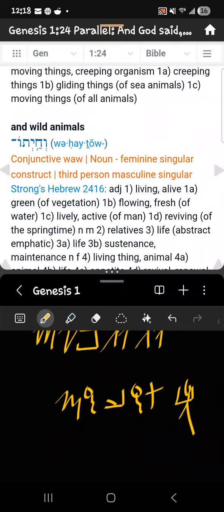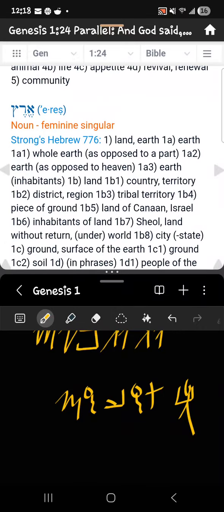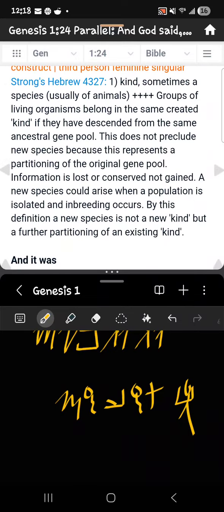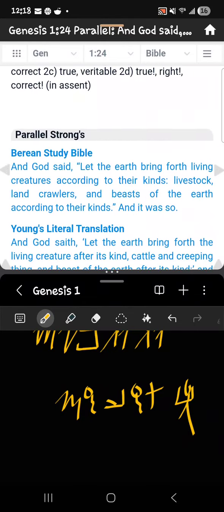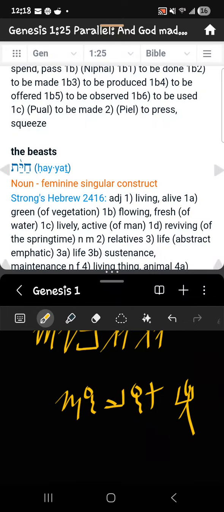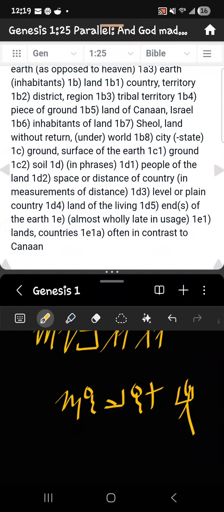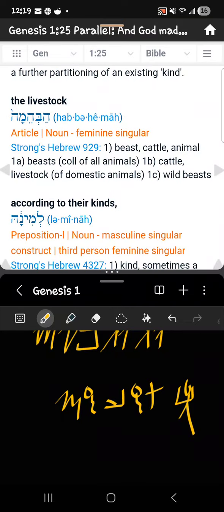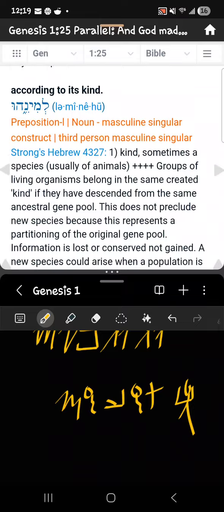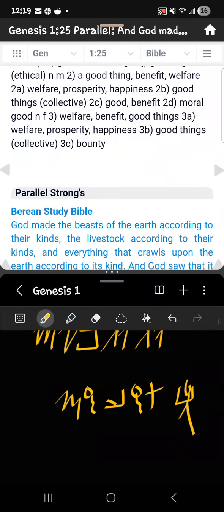How do you say wild animals? Chayat ha'aretz. So, like, just living things on the earth, according to their kinds. And it was so. And Elohim made the beast of the earth, or beast of the field, according to their kinds. The livestock, according to their kinds. And everything that crawls upon the earth according to its kind. And Elohim saw that it was good.